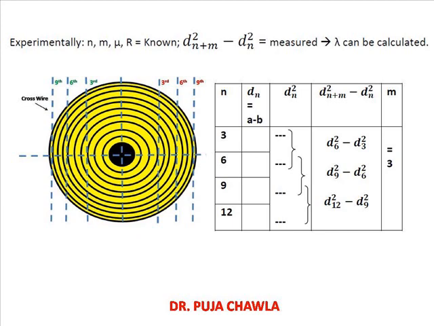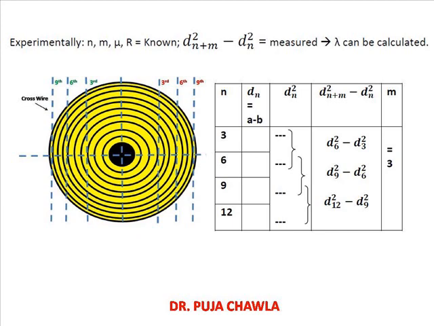Now move the microscope and bring the crosswire of the microscope on the right hand side, third dark ring. Note down the position. Suppose this position is B and the previous position was A. Now, if we find out the difference B minus A, this would be the diameter of the third dark ring. I may designate it as D3.